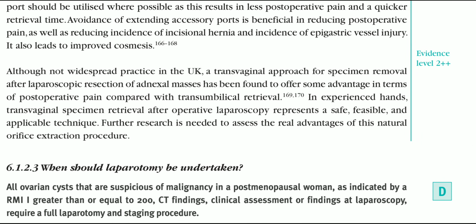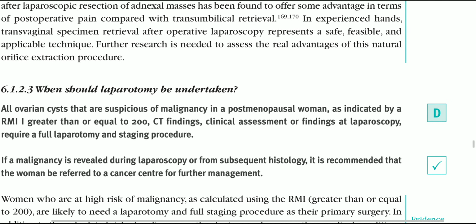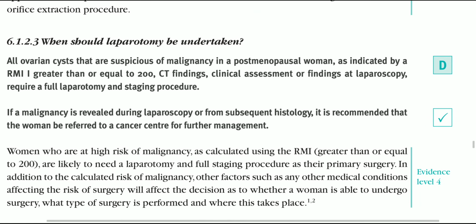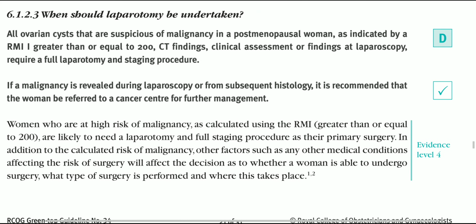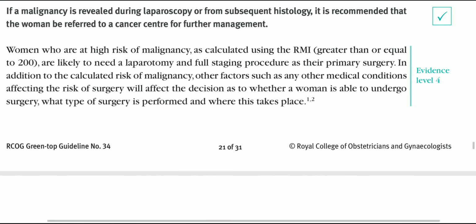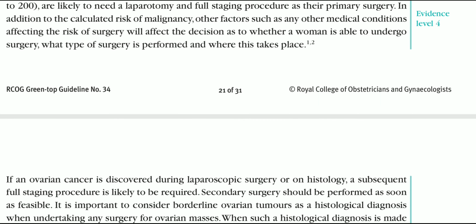Okay, then when should laparotomy be undertaken? Ovarian cysts with suspicion of malignancy in postmenopausal women, as indicated by an RMI score greater than or equal to 200, CT findings, clinical assessment or findings at laparoscopy, require full laparotomy and a staging procedure. If malignancy is revealed during laparoscopy or from subsequent histology, it is recommended that the woman be referred to a cancer center for further assessment.